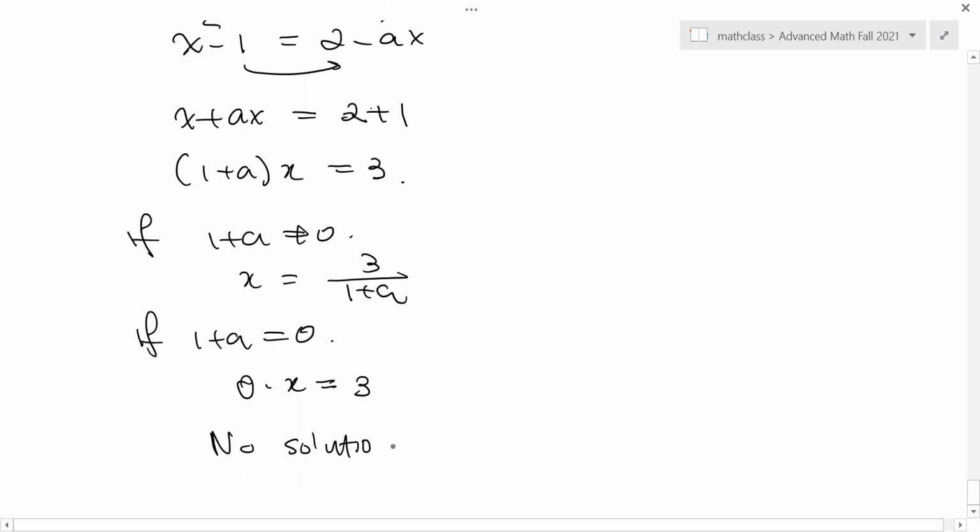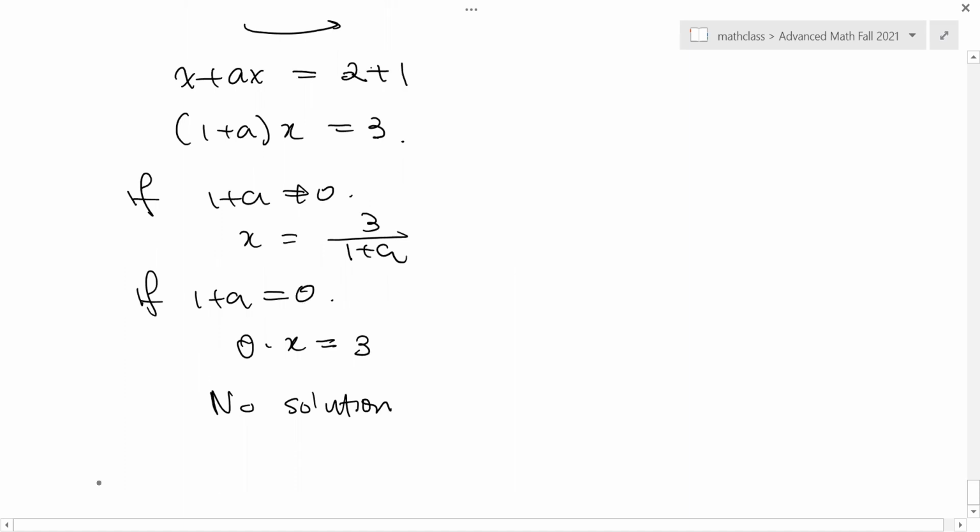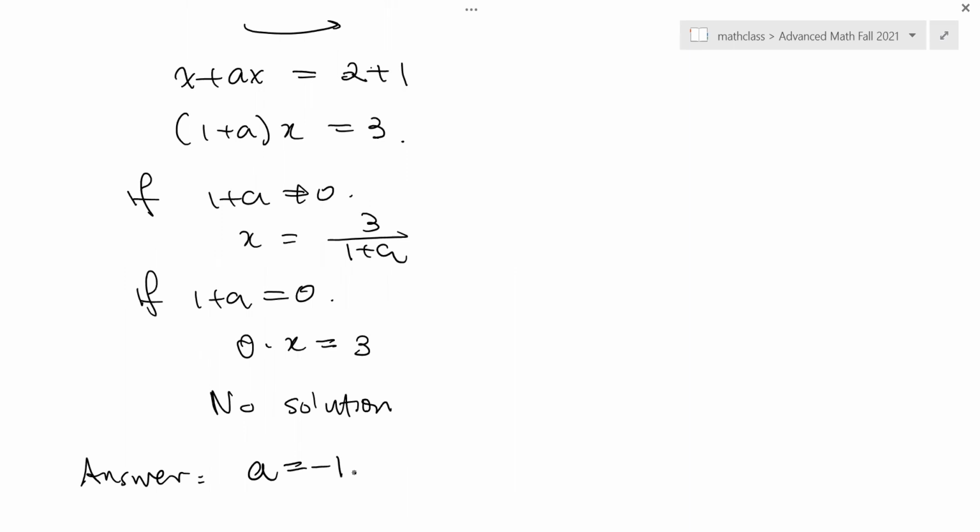So it has no solution only when 1 plus a equals 0. So the answer to this problem is a equals negative 1. When a equals negative 1, it has no solution.